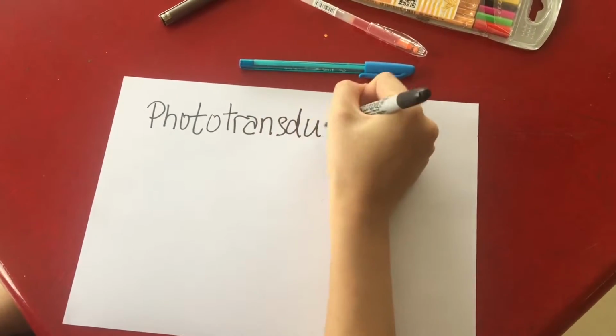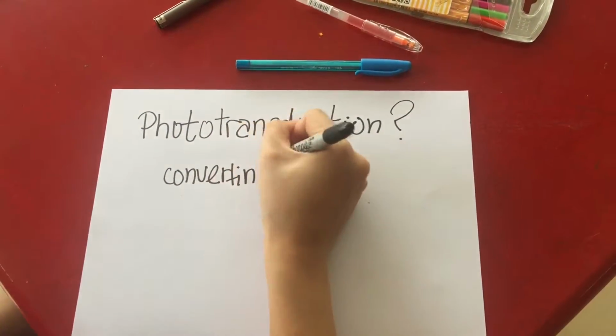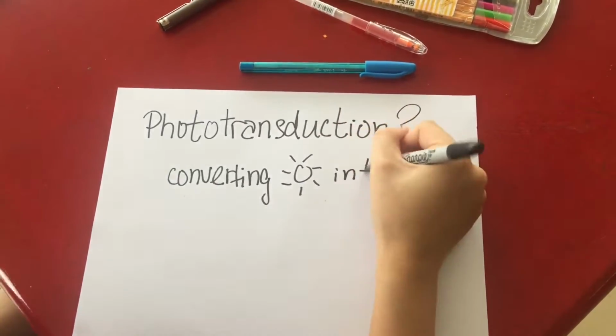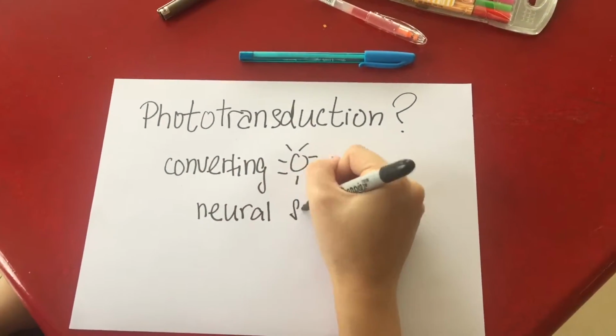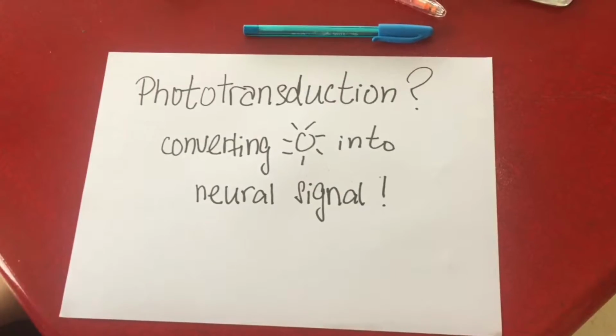Let's learn about phototransduction. Phototransduction is the process that converts light into neural signals. It occurs in the retina through photoreceptors.